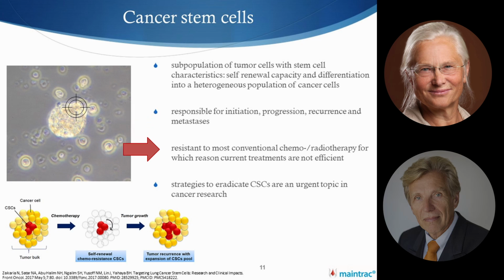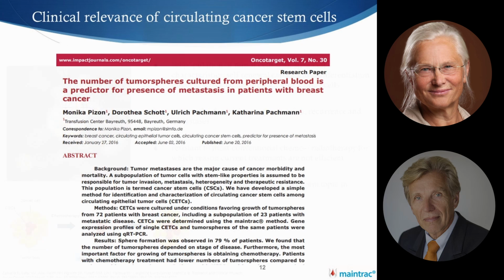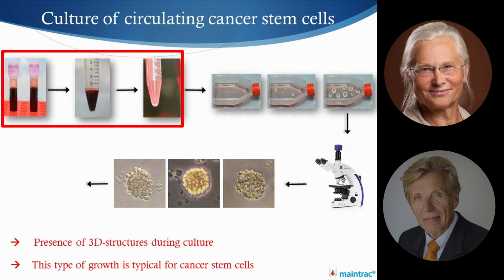It's known that they obviously may be resistant to most conventional chemo and radiotherapy, and therefore most of the current treatments are not effective against these cells. And therefore, strategies to eradicate these stem cells are an urgent topic in cancer research. We have published a method of how to culture these cells from the peripheral blood into tumor spheres, and I'll show how this is done. So we again receive the blood from you. We again need to lyse the red blood cells, and we have this tiny white blood cell sediment.